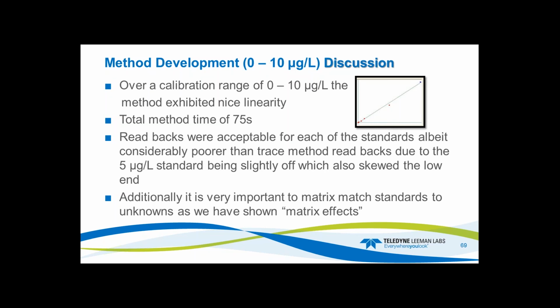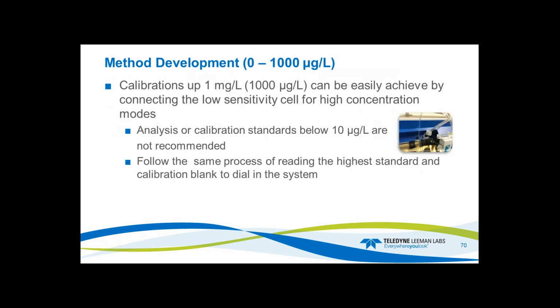We discussed that, although they're poor because of the 5 standard being slightly off. And again, it's very important to matrix match. This is the good one. So let's develop a method for 0 to 1,000 micrograms per liter, or 1 ppm, 1 milligram per liter.